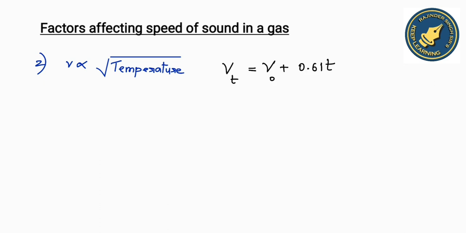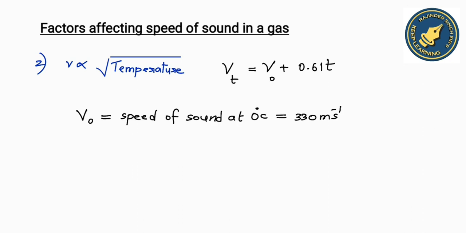Based on this, we can write a formula where Vt is the speed at that particular temperature. V0 is the speed of sound at 0 degrees Celsius, and it is rising by 0.61 T. So I'll explain this with the help of one example.